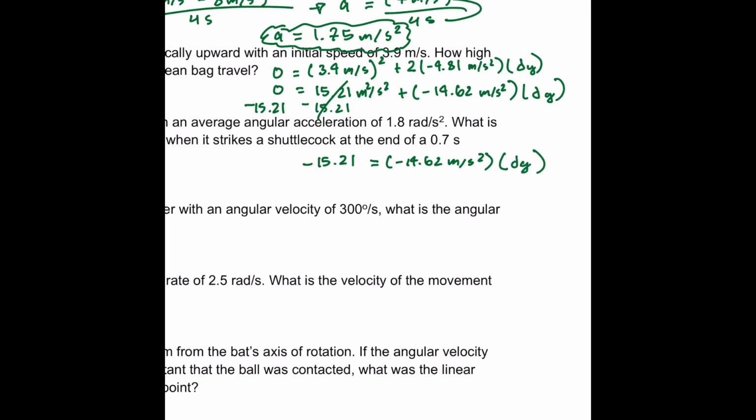Now we're trying to find the apex height, so we want to get what we're solving for by itself. So we divide both sides, and once we do that, these two will cancel out. That gives us an apex height equivalent to 0.78 meters. And that is the answer for question number 6.